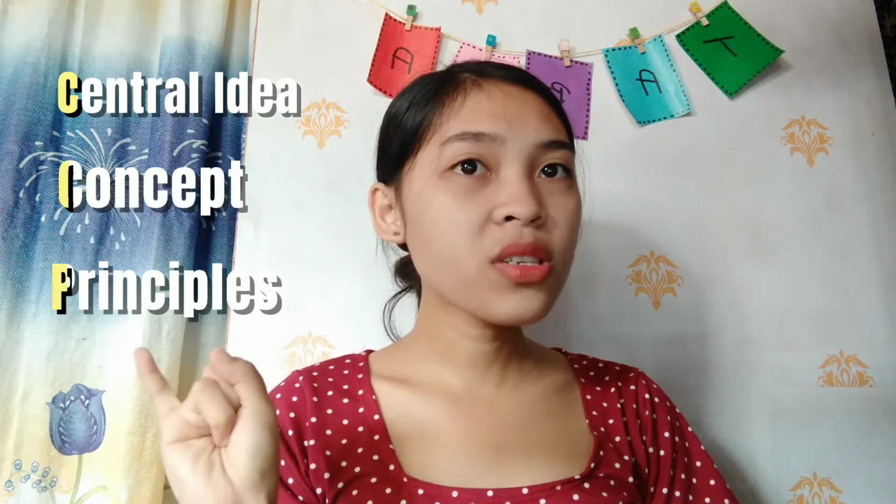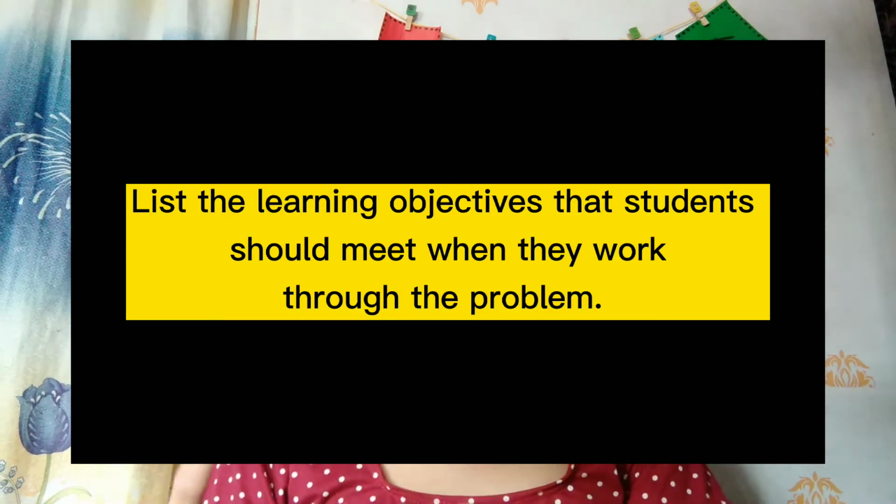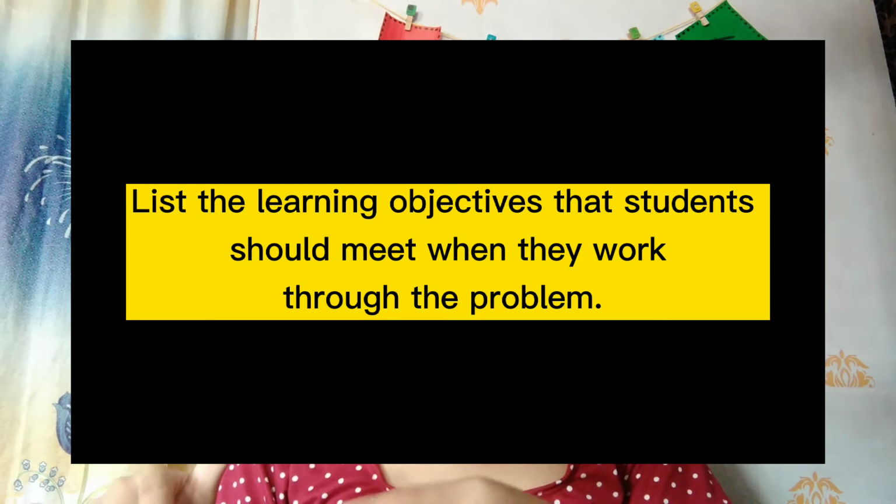So, there are the following guidelines from the power of problem-based learning. The first procedure is to choose essential ideas, concepts, or principles that are always taught in a given course. Then think of a typical end-of-chapter problem, assignment, or homework that is usually assigned to students to help them learn that concept. List down the learning objectives that students should meet when they work through that problem.